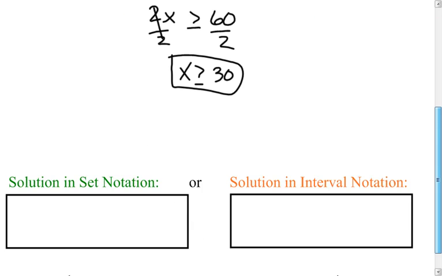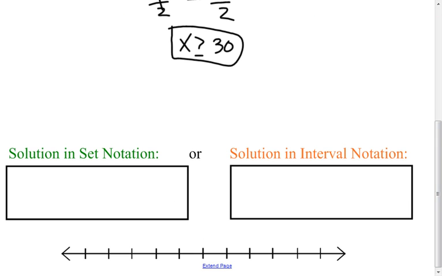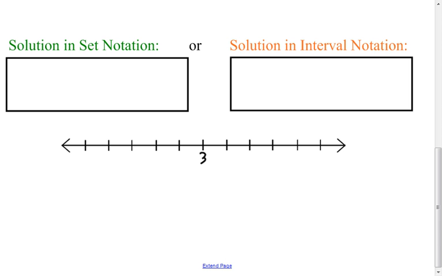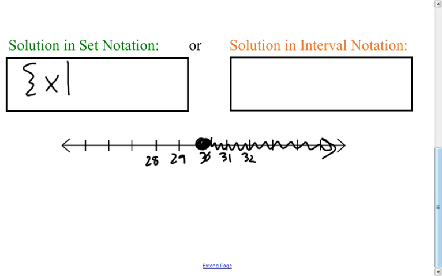Okay. When I would put this on a number line, let's say I'll have 30, 31, 32, 29, 28. Okay, so x is greater than or equal to 30. So I'll make a circle at 30. I will color it in because it's underlined. And greater than or equal to, all the numbers that are greater than 30 would be to the right of 30. Okay, so in set notation, funky bracket, set of all x, such that, and then just copy.